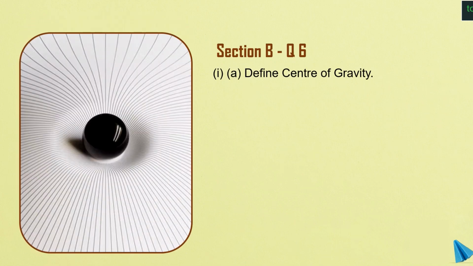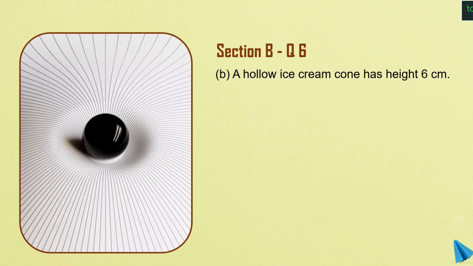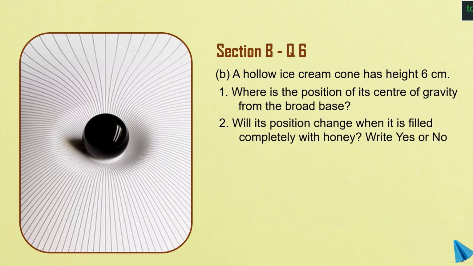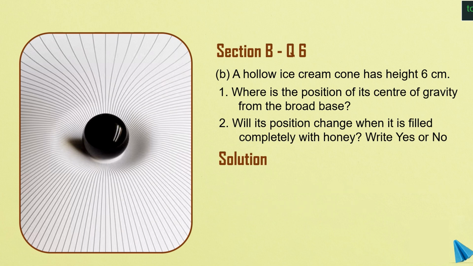Let's have a look at the new question. It says define center of gravity. So center of gravity is the point where the mass of the whole body appears to be concentrated. B part says a hollow ice cream cone has height 6 cm. Where is the position of its center of gravity from the broad base? Second part, will its position change when it is filled completely with honey? Right, yes or no? Let's see the solution. The center of gravity from the broad base is at a height of h by 3, which is 6 by 3, that gives you 2 centimeters.